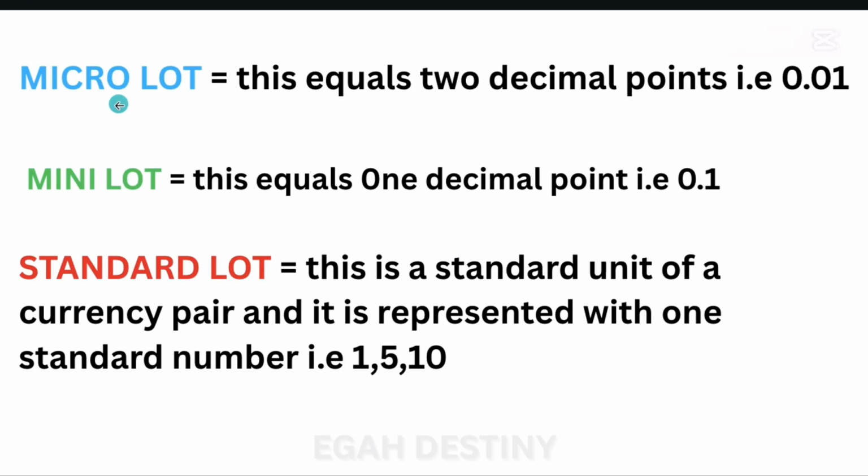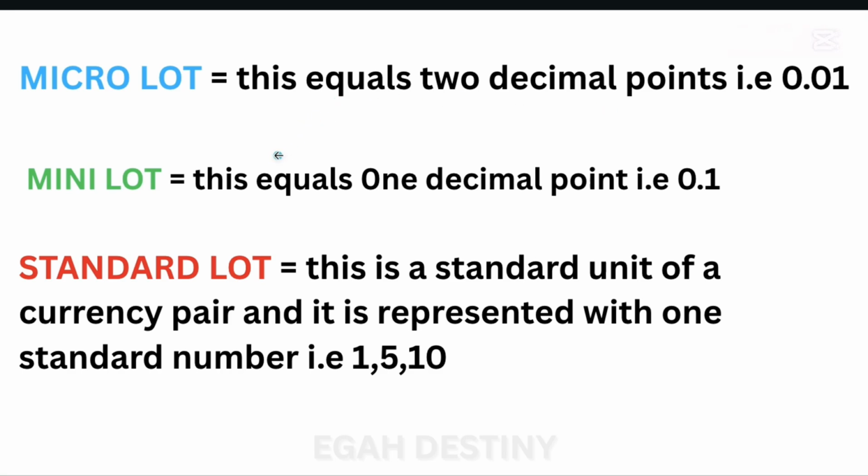The micro lot equals 2 decimal points, i.e. 0.01. It means after the decimal point there are 2 digits. It can be 0.02, 0.03, 0.04, but there are 2 digits after the decimal point, and this is the least a broker can offer a trader.